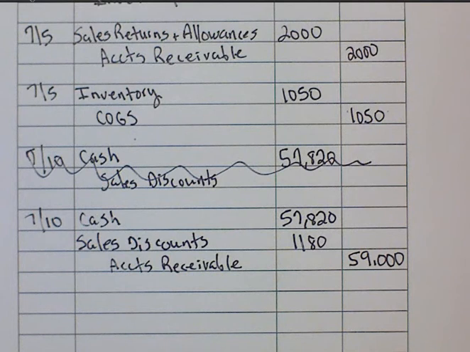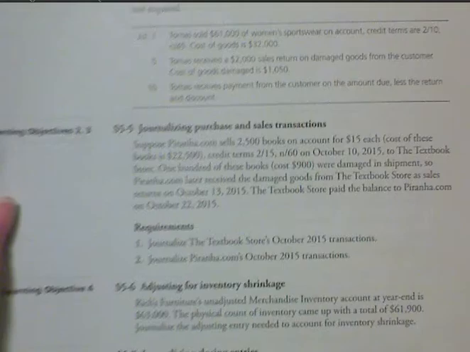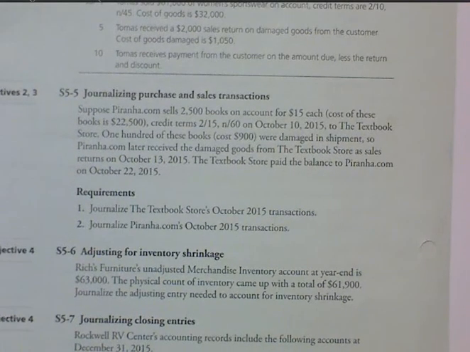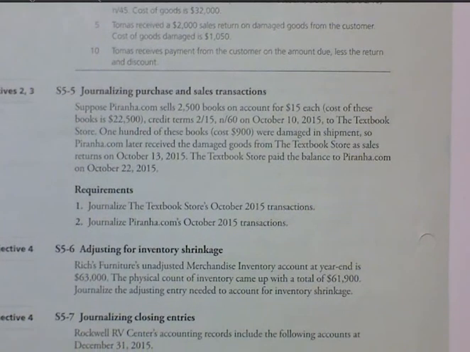I'll post the answer for, I believe it's S5-5. It's a little bit longer problem here. It's a problem where you journalize both the purchase side and the sales side of these transactions. And so you can attempt the problem on your own and then check the answer key and see how you've done. Hopefully these videos have been a little bit helpful for you.